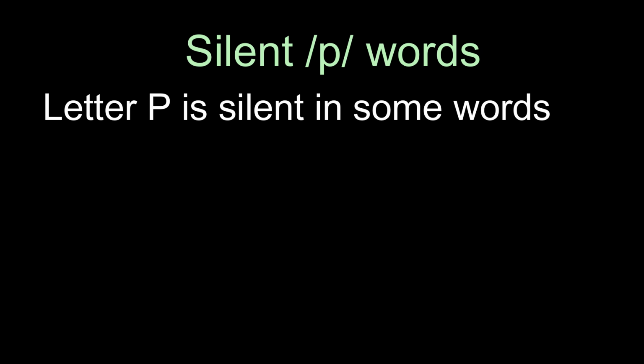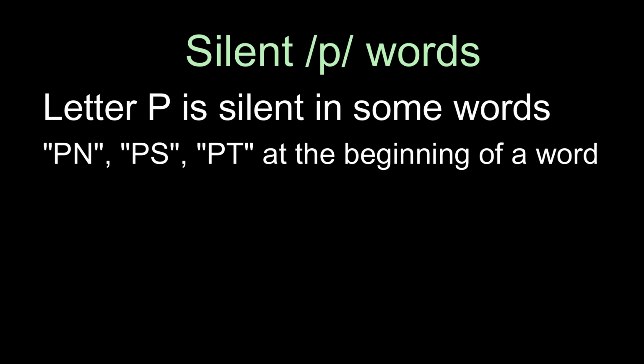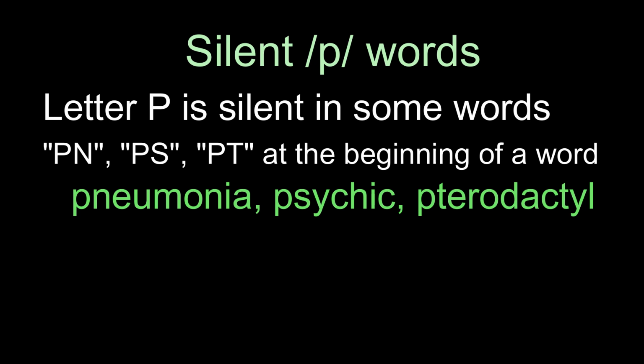Silent P words. When P is pronounced, it is pronounced as one of its three allophones: aspirated, unaspirated, or unreleased. But the letter P is silent in some words. These are some rules relating to the silent P. First, if the P is followed by an N, S, or T, creating a PN, PS, or PT bond, especially at the beginning of a word, then the P is silent. For example, pneumonia, psychic, pterodactyl.